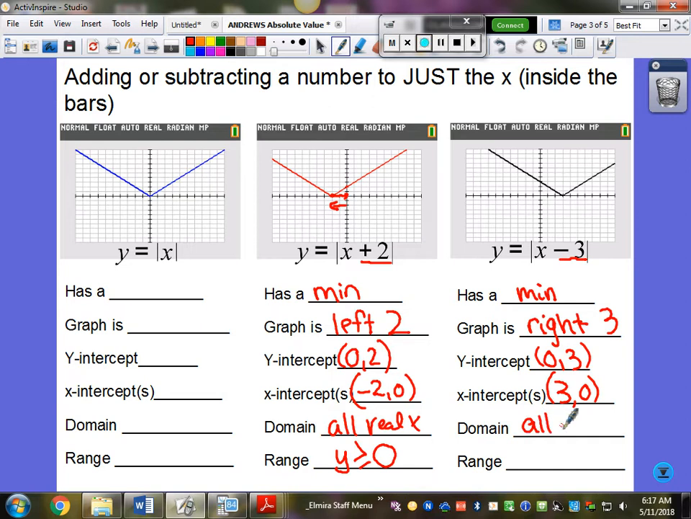Domain, all real x. Range, here's my lowest y value. My lowest point on the graph is here. Okay, that vertex and the x-intercept happen to be the same. That lowest y value is 0, so it's going to be y values greater than or equal to 0.